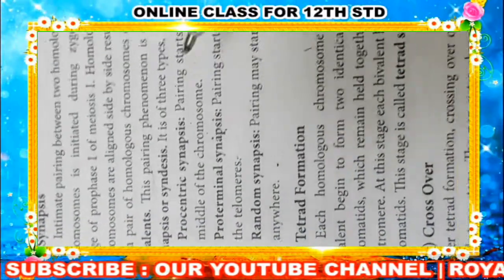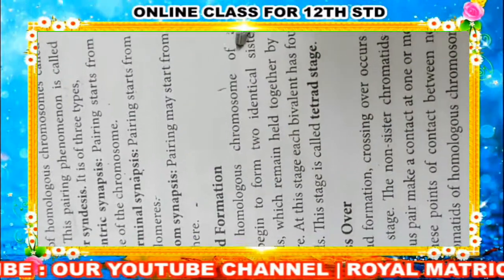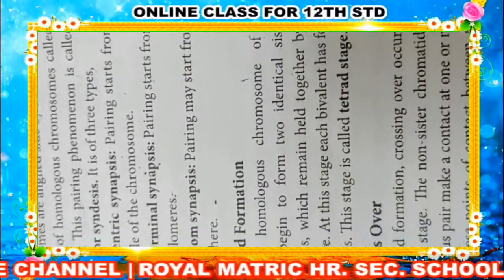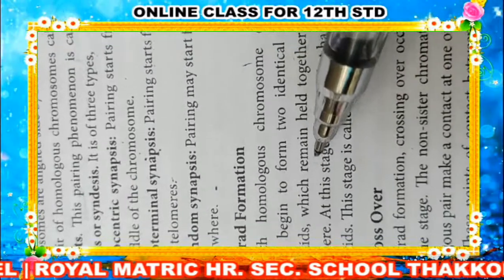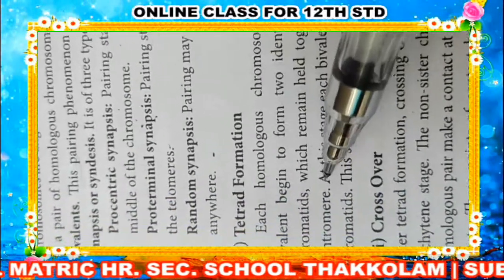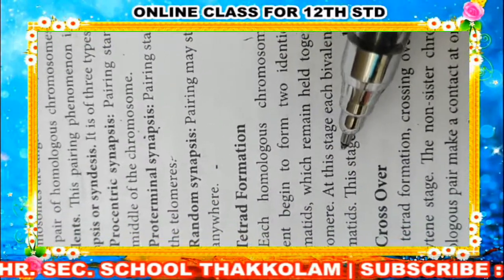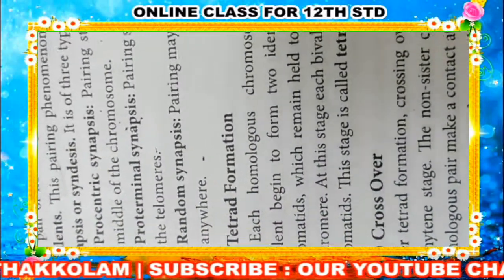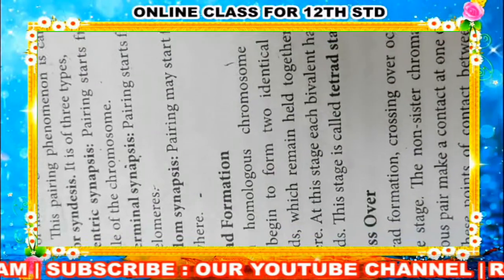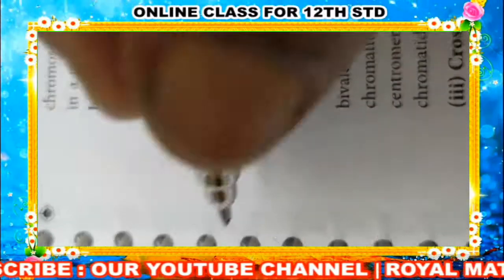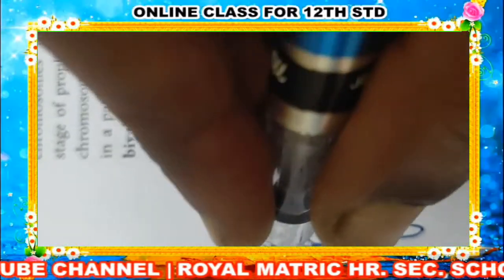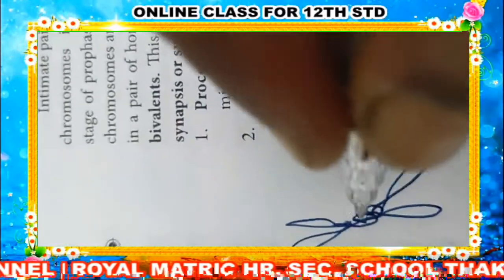And tetrad formation. Each homologous chromosome of a bivalent begins to form 2 identical sister chromatids, which remain held together by the centromere. The center one is known as the centromere. At this stage, each bivalent has 4 chromatids. This stage is known as the tetrad stage.